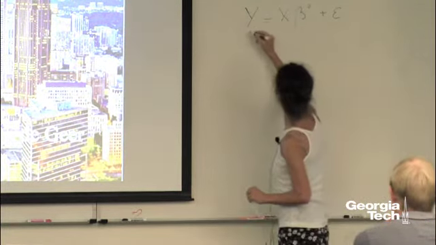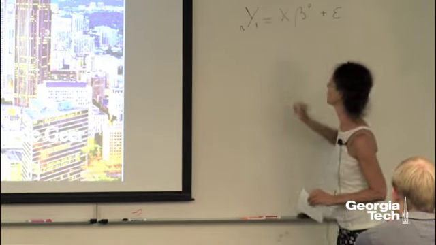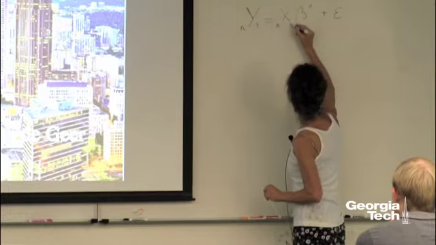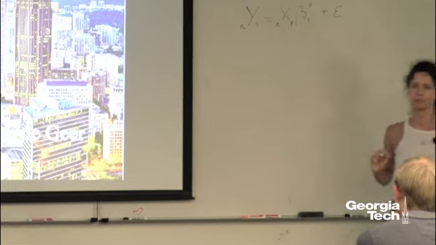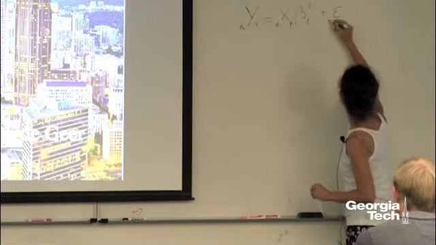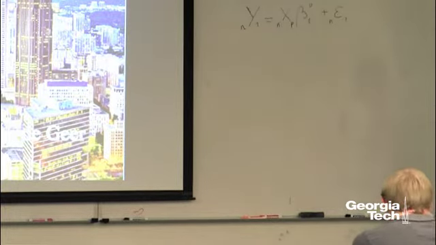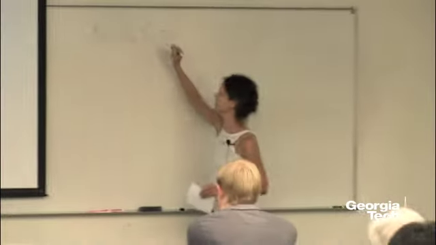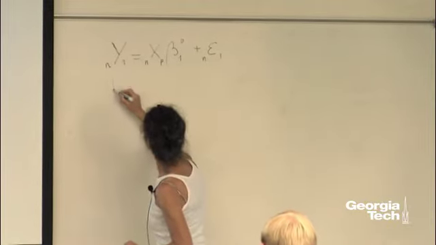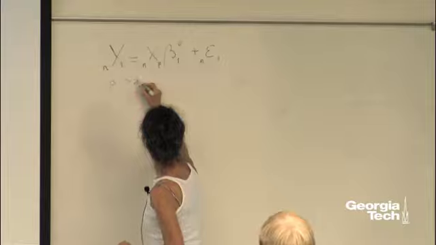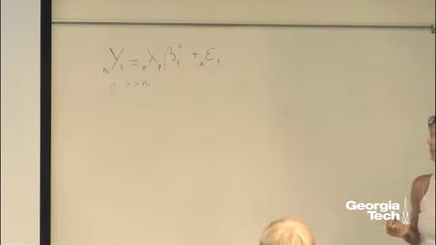So y is a response vector. Its dimensions are n times 1, but x is an n times p matrix. The unknown parameter is the vector of regression coefficients. So the number of parameters is p, and it's going to be large. So you have to do something to deal with the high dimensionality of the problem.